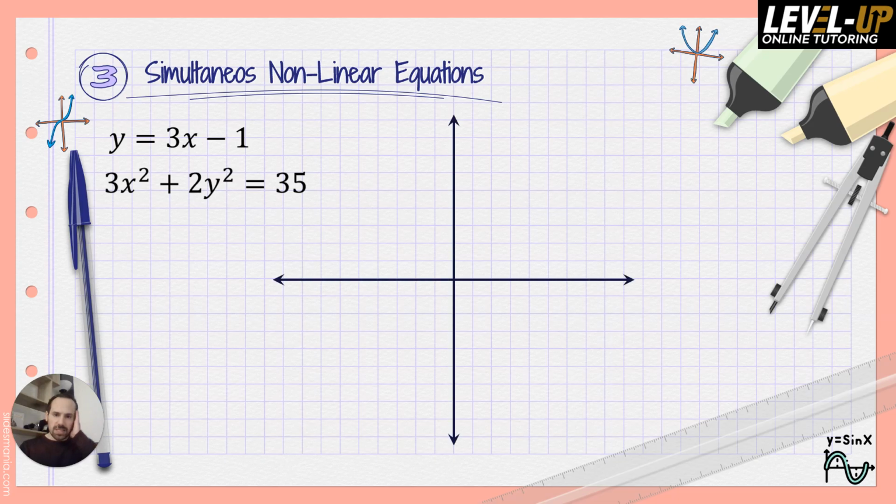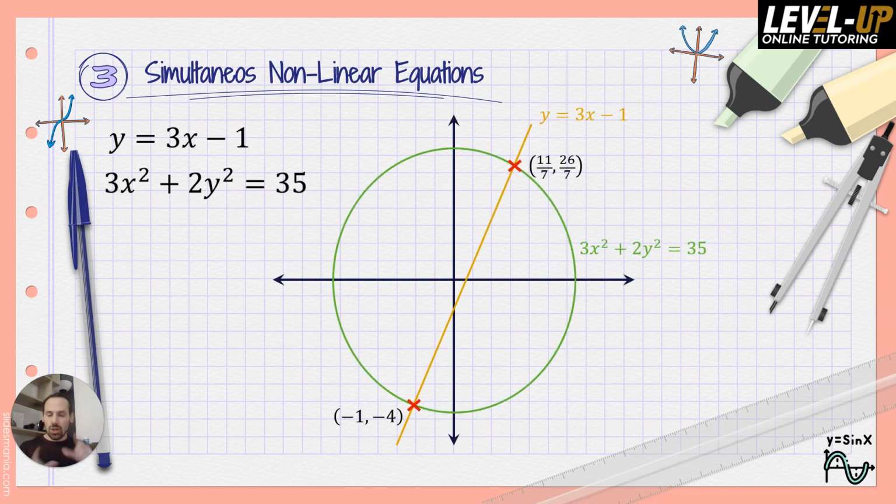So let me show you a quick example of what happens if you don't correctly put them together. Here they are put together correctly. 11 over 7 goes with 26 over 7, and the minus 1 goes with the minus 4. And you see that corresponds to the two solutions. If I plot these two graphs, if I paired them up incorrectly, you'd actually get these two coordinates. And you see, not only are they not at the intersections, they're not even on any of the graphs at all. So really make sure you pair them up correctly.